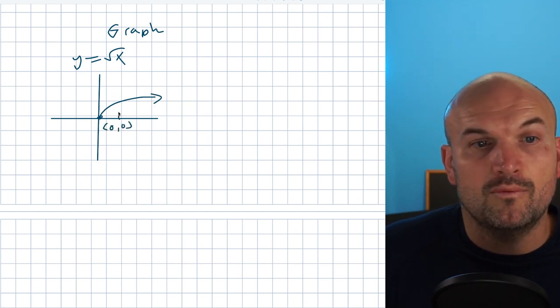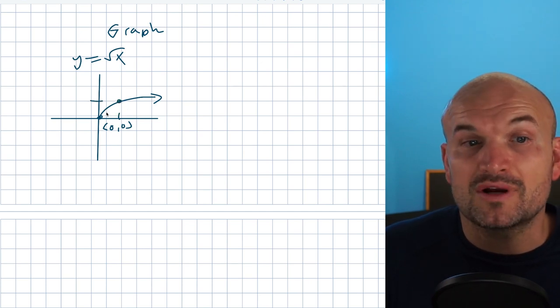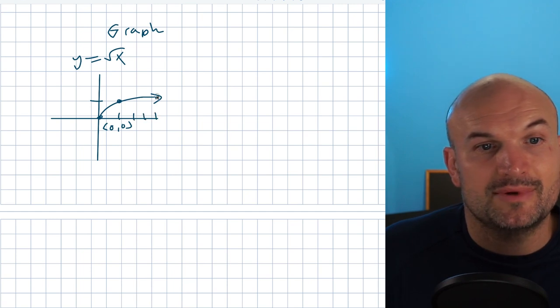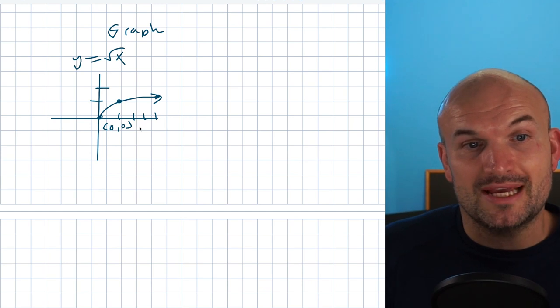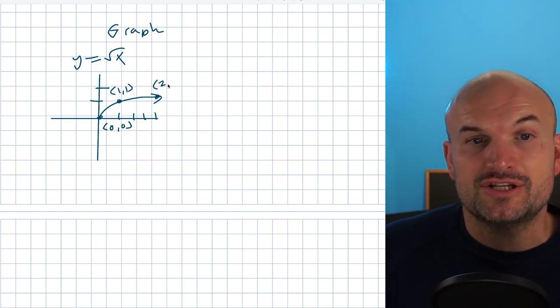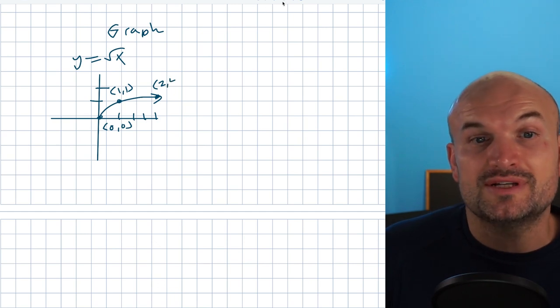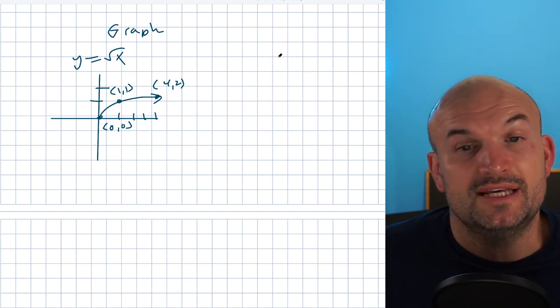You should know (1, 1). And you probably should also know (4, 2). Those are kind of badly written there. But you should know those because, again, if you plug in each of these points, if you plug in 1, you should get 1, right? And if you plug in a 4, then you're going to get out a 2. The other graph that I think it's important to know is going to be the cubic graph.